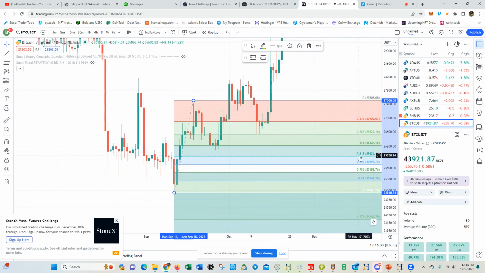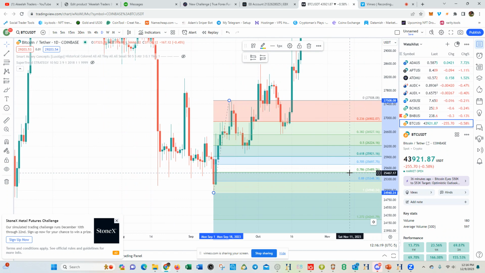That's going to tell us, with these different ratios, how significant that particular pullback was. And in the settings here, the settings that we prefer to use are 236, 382, 0.5, 618, 70.5, and so on. And so the golden ratio for Fibonacci is the 618.